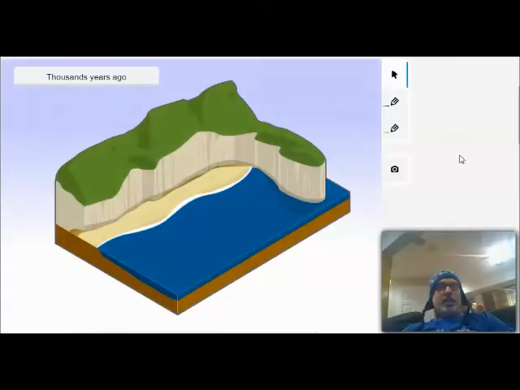Okay, it is time to talk about coastal erosion. We have to understand that the coast erodes because of waves. How are waves formed? Well, waves are formed by the wind, and the wind is formed by the sun. Wait, what do I mean?